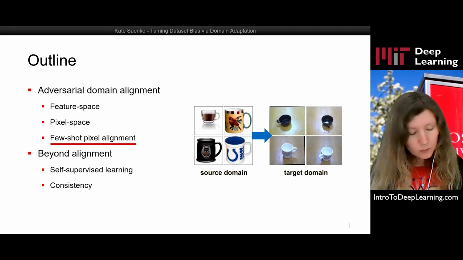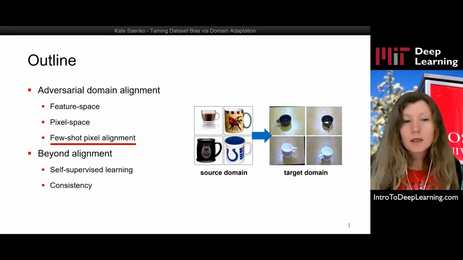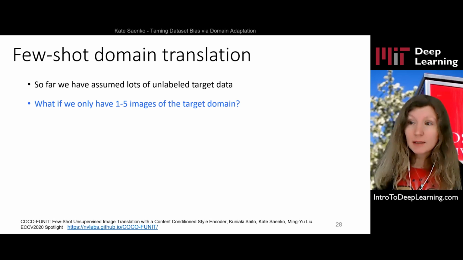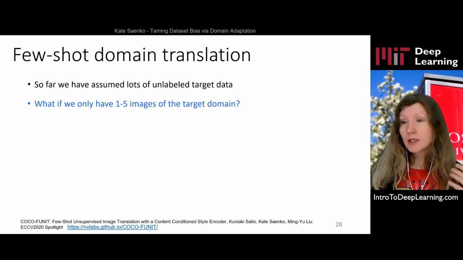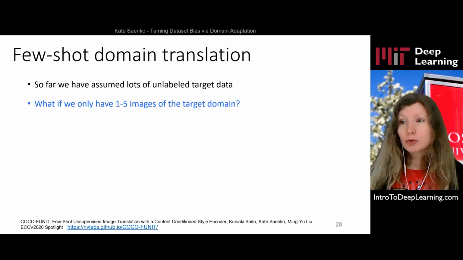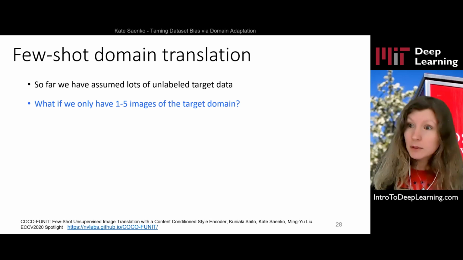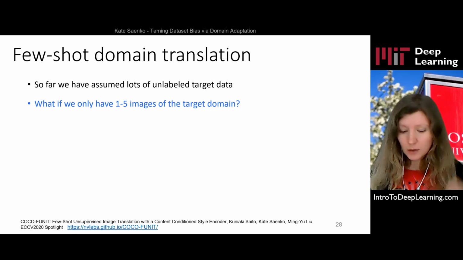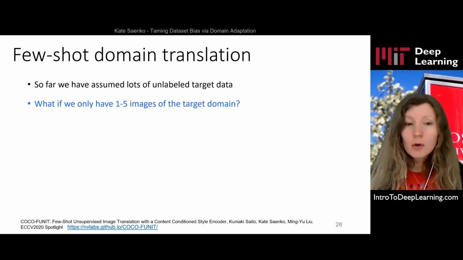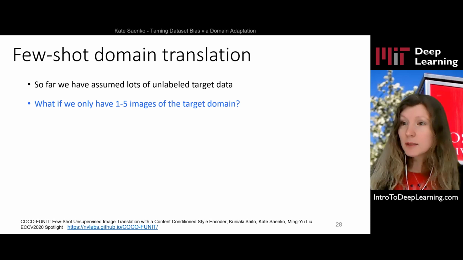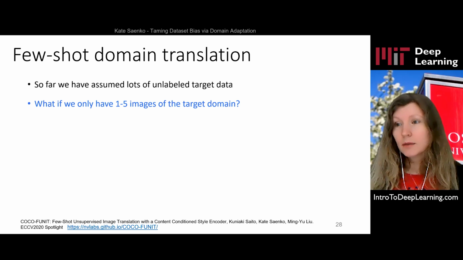Great. So next I want to move on to talk about few-shot pixel alignment. Okay, so far, I didn't tell you this explicitly, but we actually assume that we have quite a lot of unlabeled target data, right? In the case of adapting from the game to the real data set, we took a lot of images from the real world. They weren't labeled, but we had a lot of them, thousands of images. What happens if we only have a few images from our target domain? Well, it turns out these methods that I talked about can't really handle that case. They need a lot more images.